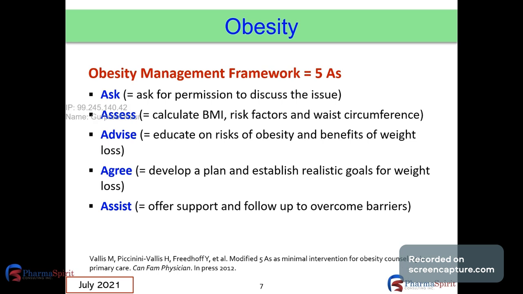Then you advise. You educate the patient on the risks of obesity and the benefits of weight loss. Then you agree on a plan. So you develop a plan, and you establish realistic goals of weight loss with the patient, and you both agree on this plan. And then you assist by offering support during the weight loss program. This is what they call the 5 A's framework for obesity management.